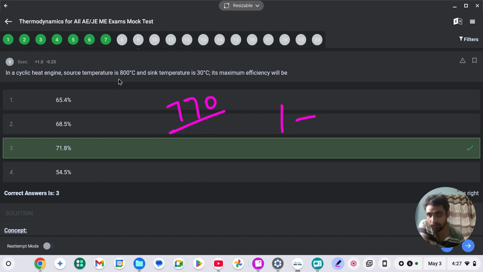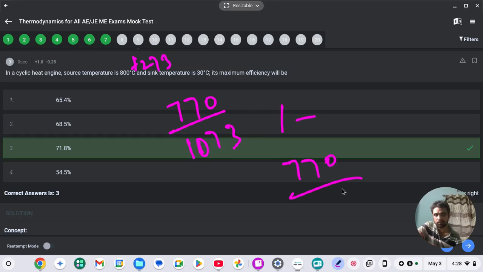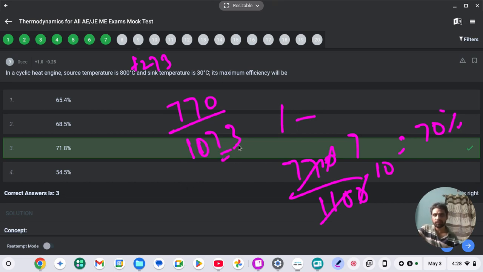high, 800 plus 273. Okay, so 1073. It will be difference upon higher. So we can calculate this. Suppose this is 1073. Suppose it is 1100. 770 upon 1100, so 0.70, but it is more than 70%, so it will be 71.8%, because we have taken 1073 as 1100, so our answer will be little less and actual answer will be little more. So 70% little more, 71.8%.